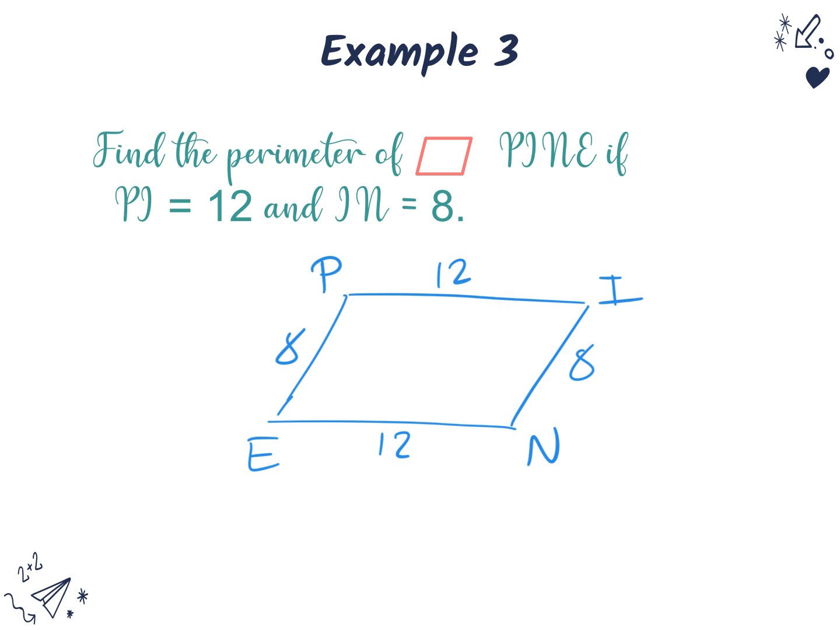Now, in order to find the perimeter, it's just the addition of all the sides. So it's 12 plus 8 plus 12 plus 8. That's going to give me 40. So the perimeter equals 40 units.